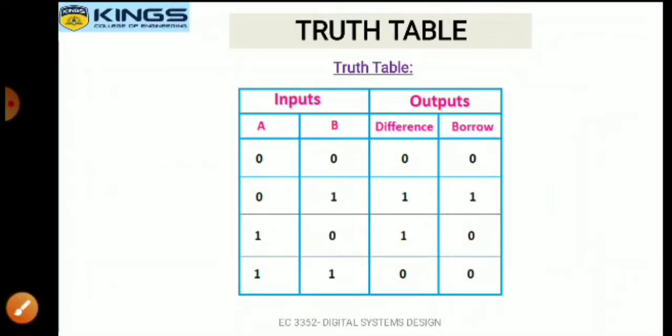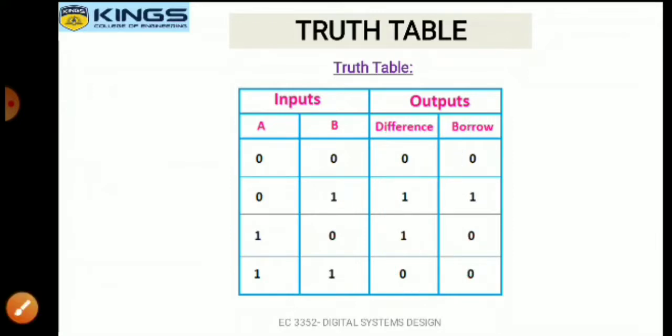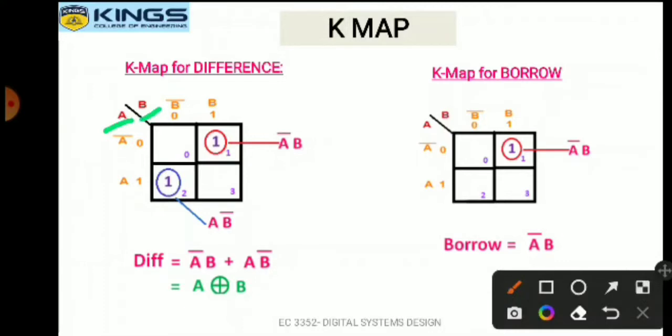So this is the truth table of the half subtractor. Now the next step is we have to draw the K-map for this difference and borrow. Okay, see here. So this is the K-map for difference and borrow. How to draw this K-map? Since we have two inputs, we have to draw the two variable K-map. The two variables are A and B. So I have drawn the two variable K-map.